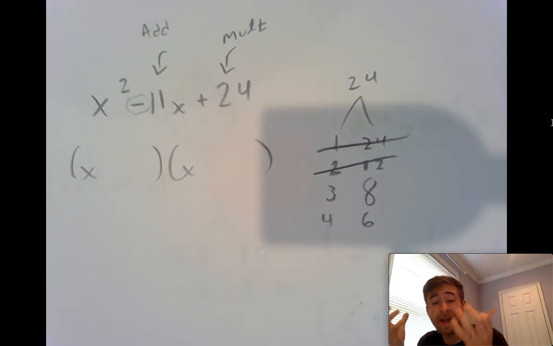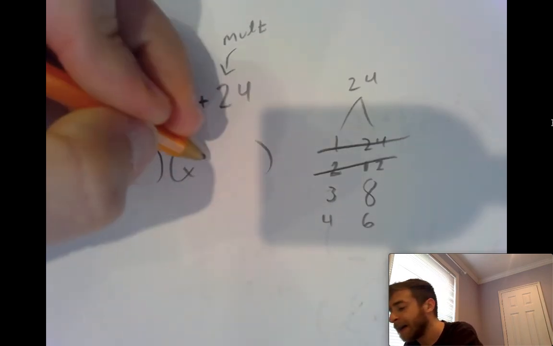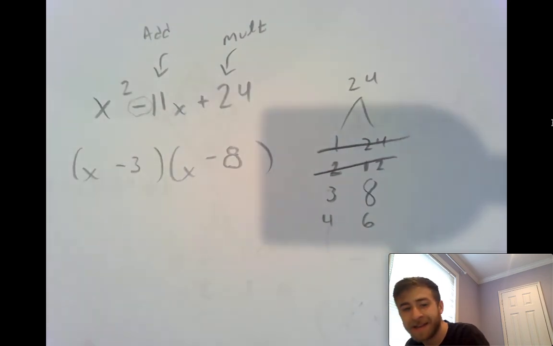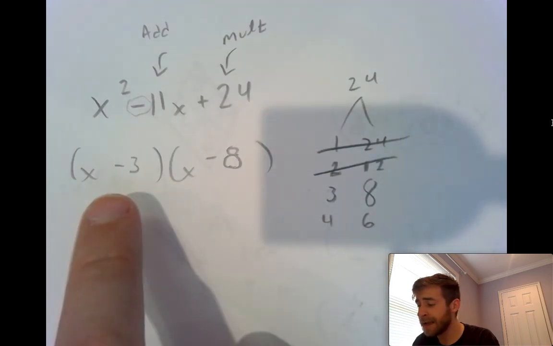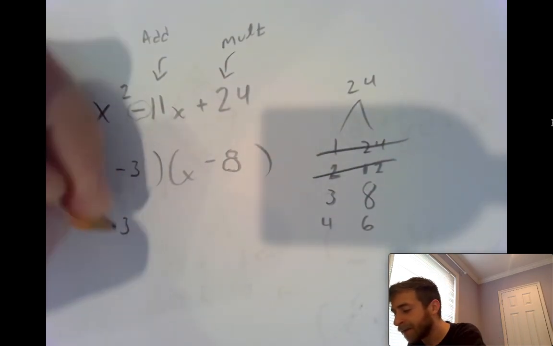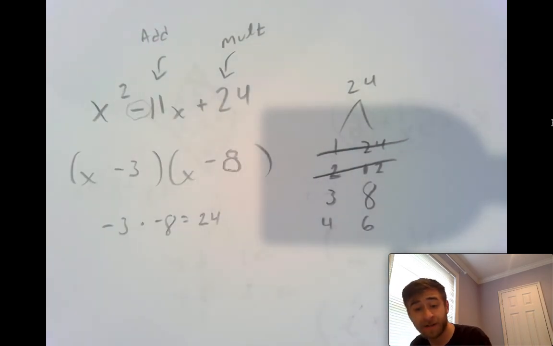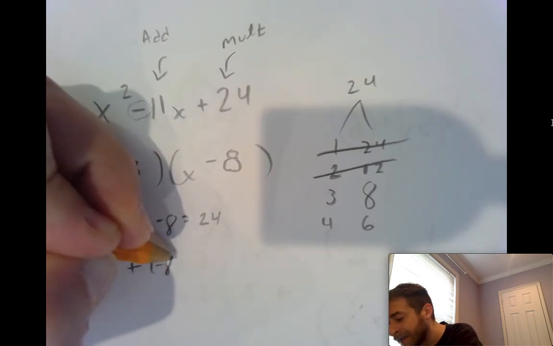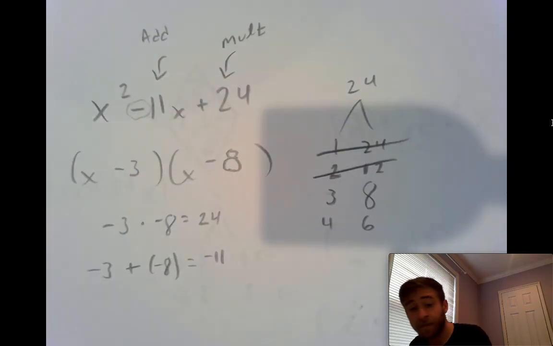But if I do a double negative, negative 3 times negative 8 makes a positive 24. And negative 3 plus negative 8, right? So negative 3 times negative 8 does make a positive 24, and negative 3 plus negative 8 makes a negative 11. So we found our factors.